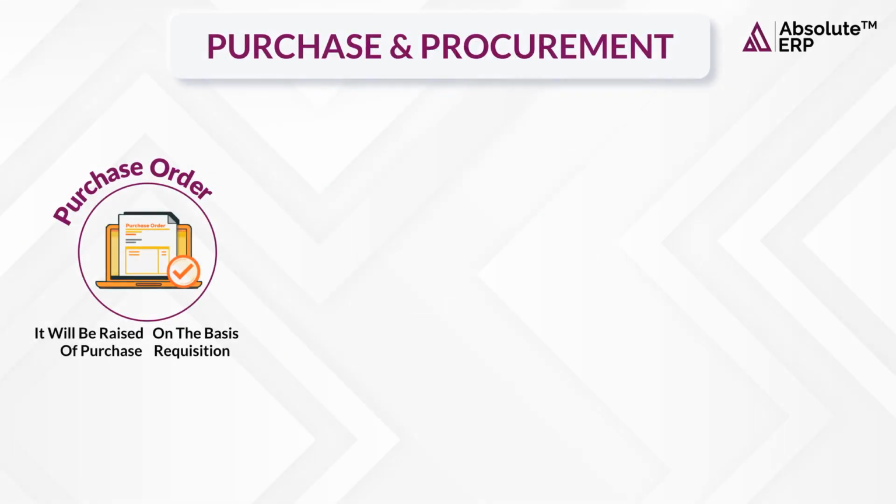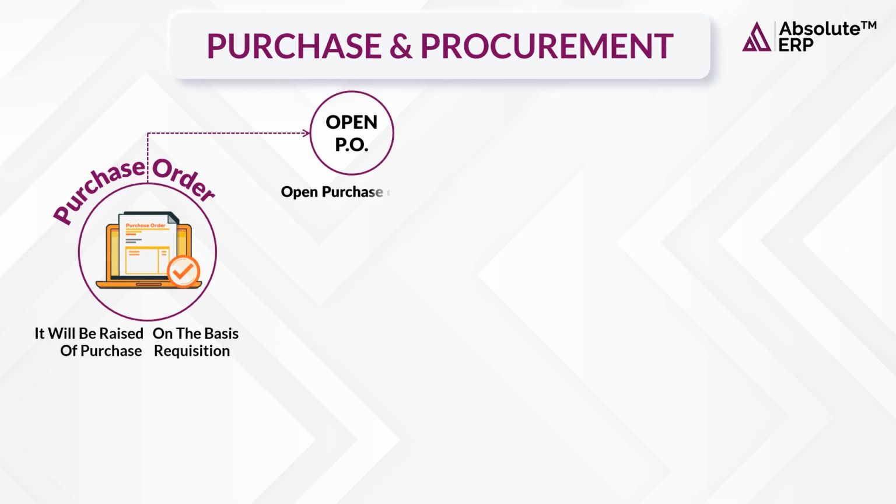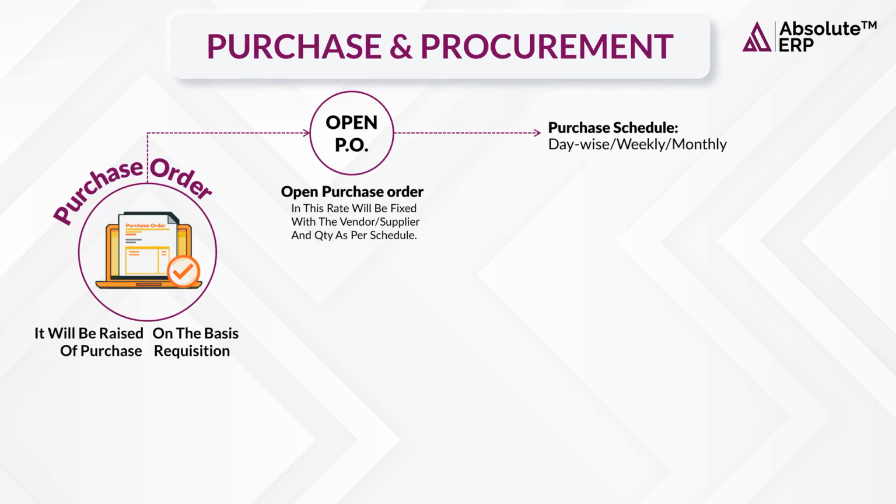Generally, there are three types of purchase order. First is the open purchase order. In this, the rate will be fixed with the vendor, supplier, and the quantity of material will be considered as per schedule. And in an open purchase order, the schedule will be divided as day-wise, weekly, monthly.